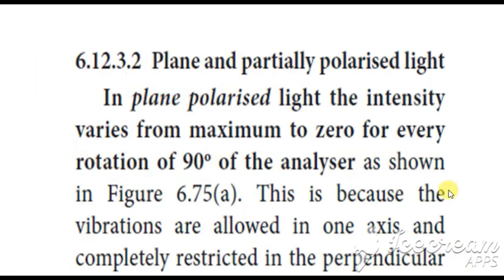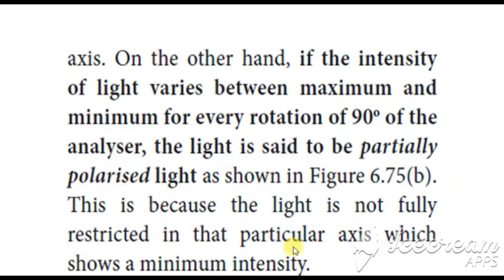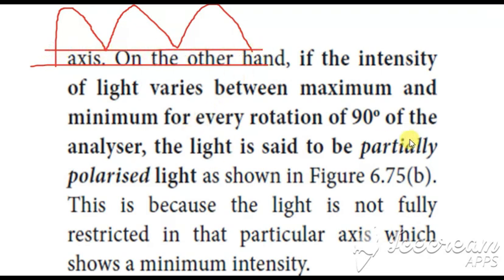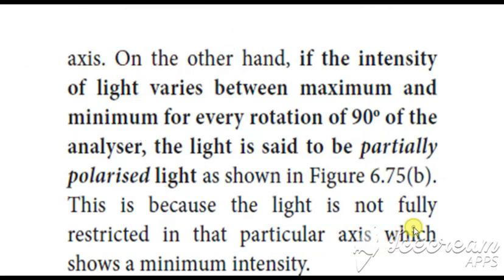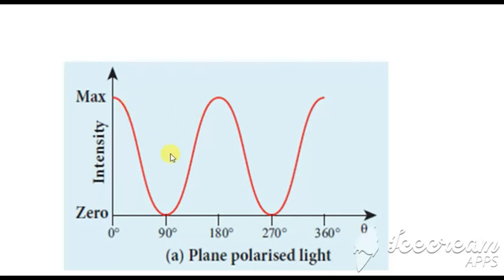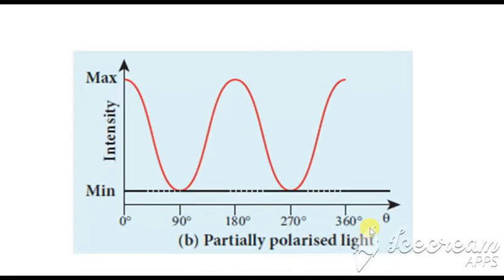Plane polarized light. And the other way, if the intensity varies between maximum and minimum, again maximum, minimum, that is called partially plane polarized light. Maximum and zero is plane polarized. Maximum and minimum is partially plane polarized light, because the light is not fully restricted. Clear? Here we have the diagram for this. This is a variation between maximum and zero, a plane polarized light. And next is maximum and minimum, a partially plane polarized light. Clear?